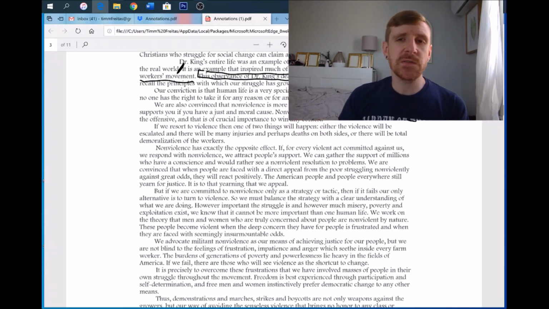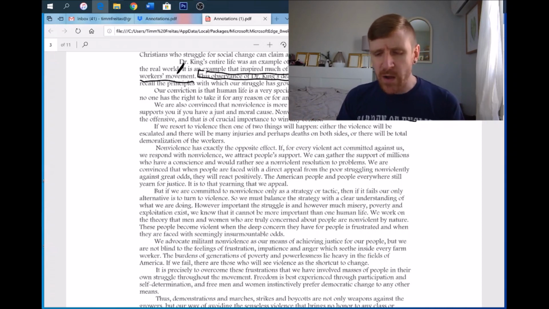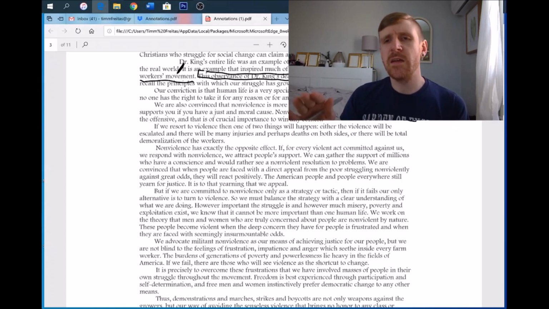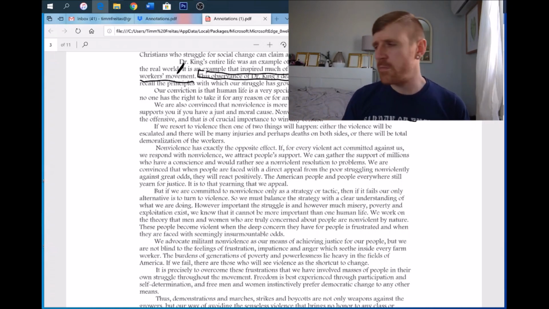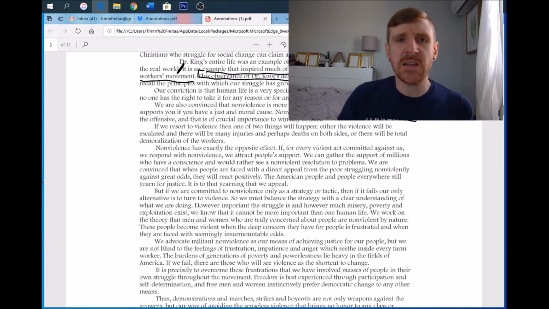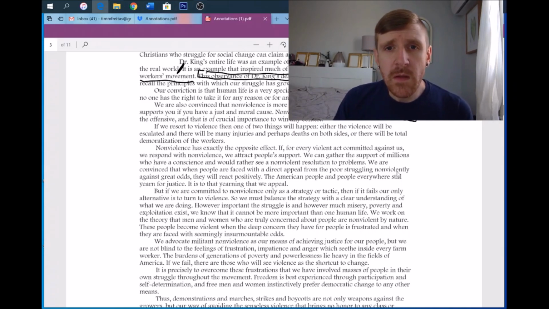But with this piece, I chose this one because it follows the classical model pretty well. We'll see a little bit of refutation tossed in before the end, maybe where the confirmation typically is, but that's okay. We want to show kids that these are versatile movements here. So anyway, as we continue, it says, if we resort to violence, then one of two things will happen. Either the violence will be escalated and there will be many injuries and perhaps deaths on both sides, or there will be total demoralization of the workers.